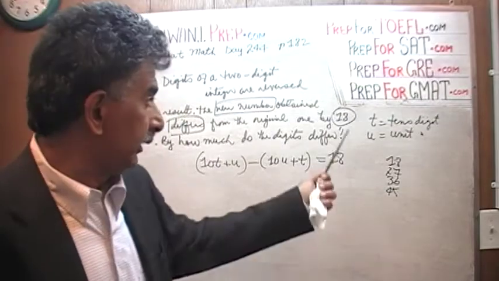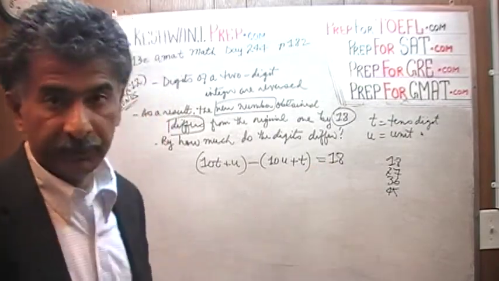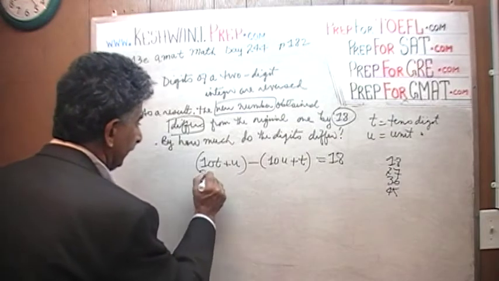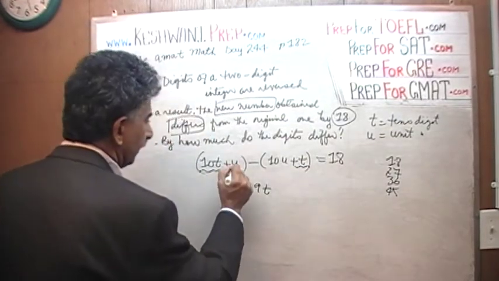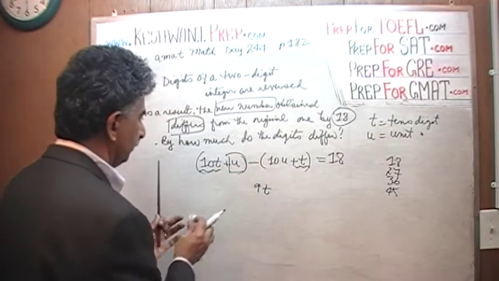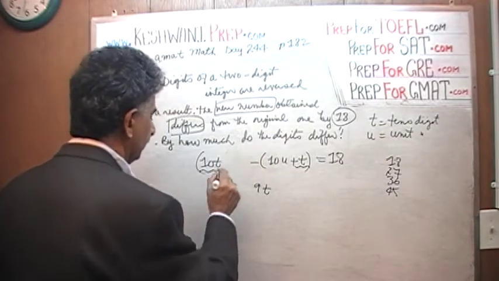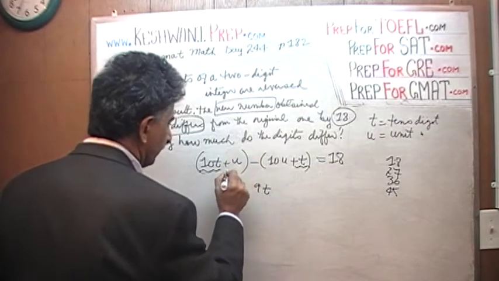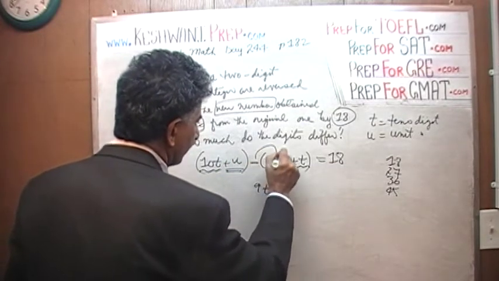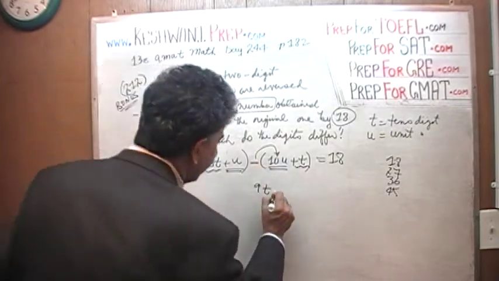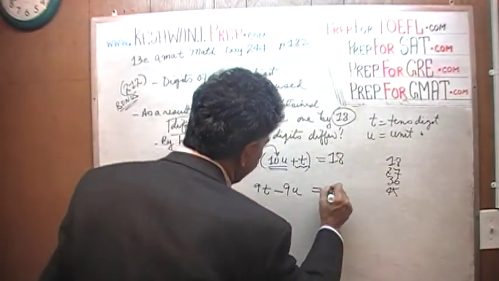I just gave it away. 18 divided by 9 is 2. That's what we're going to find here. 10t minus t is going to give us 9t. Similarly, a positive u here and a negative 10u, because this is negative outside, so it becomes negative 10u, will give us negative 9u, and that equals 18.